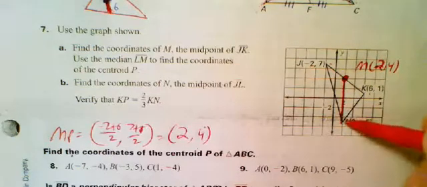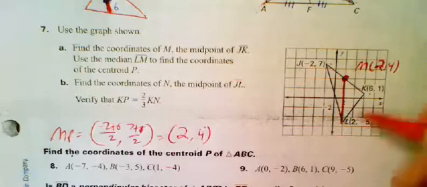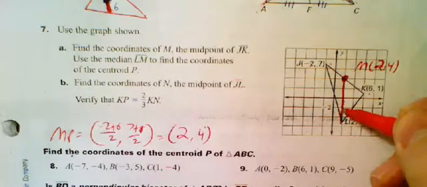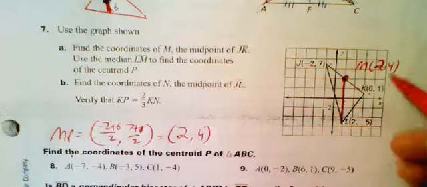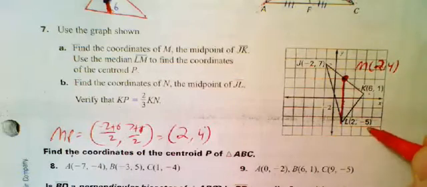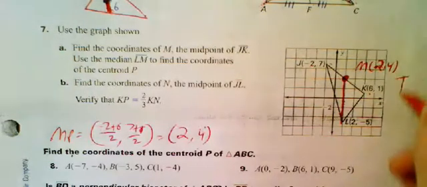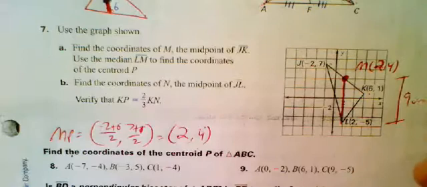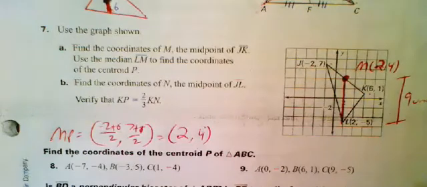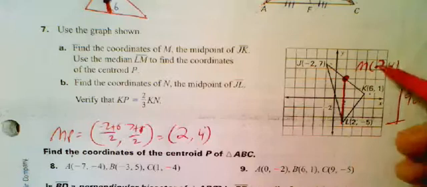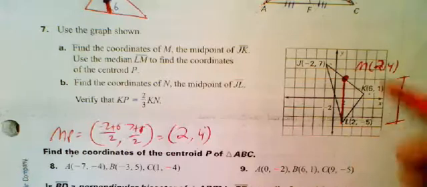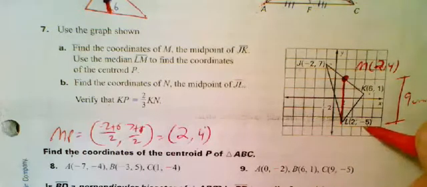These go up by 2. So where are we here? -5. So we go up 1, 3, 5, 7, 9. Looks like this is 9 units long. It goes from -5 to +4, which is 9 units long. So this entire piece is 9 units. Well, if I'm going to break that up into thirds, I have 3, 3, and 3. So my centroid is going to be 3 units away from M, or 6 units away from L, whichever way you want to look at it.